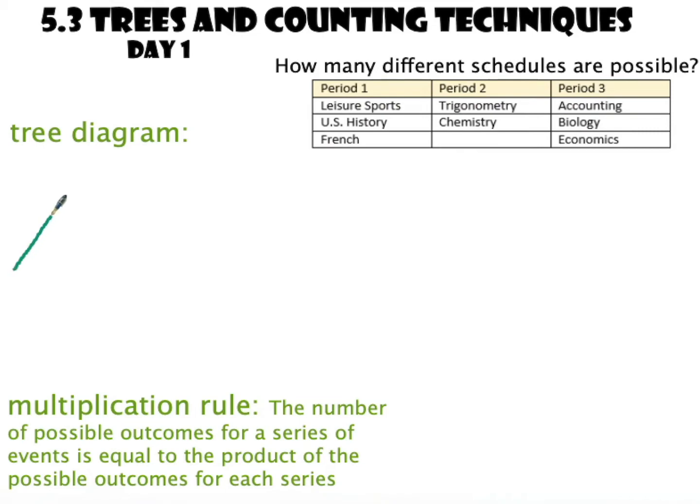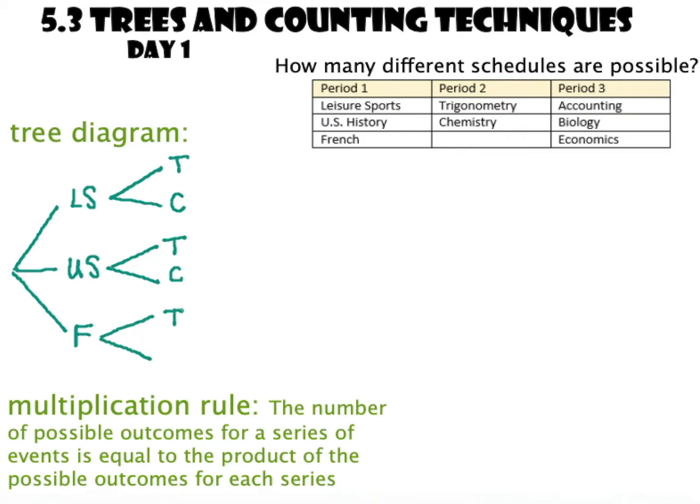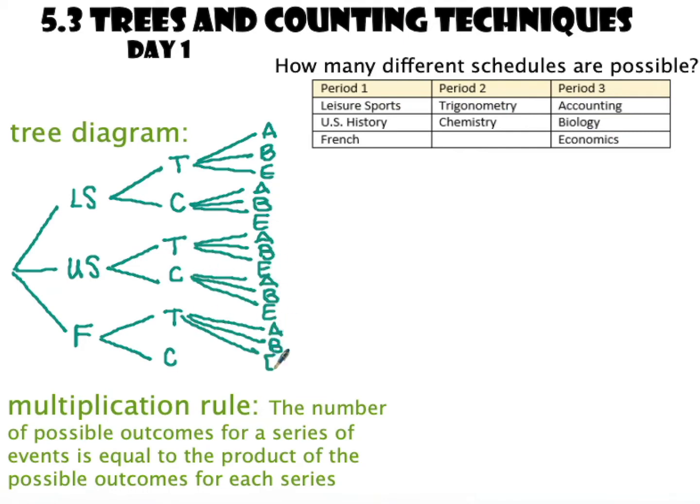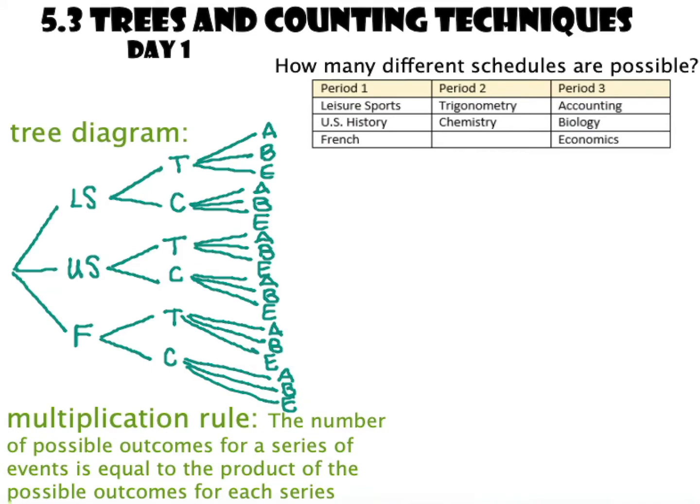So we could first decide, okay, well, there's 3 different ways we could choose our period 1 class. We could choose leisure sports, U.S. history, or French. And then if we choose leisure sports, then our second period class could be trig or chemistry. If we chose U.S. history, it could be trig or chemistry. French, then we could choose trig or chemistry. Then once we've got our second period class chosen, then our third period class could be chosen. Period 3 is accounting, biology, and economics.